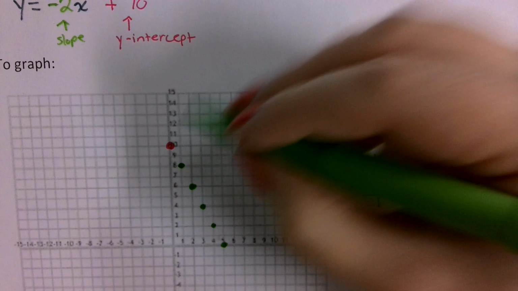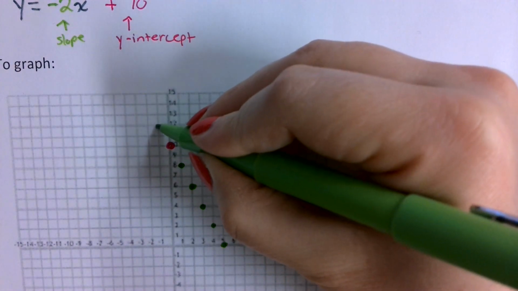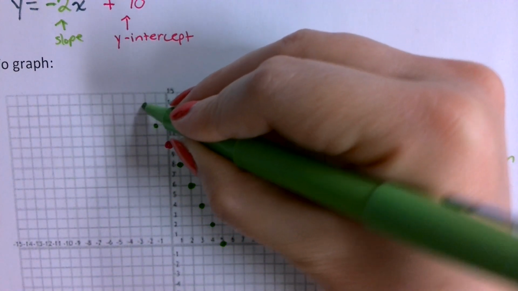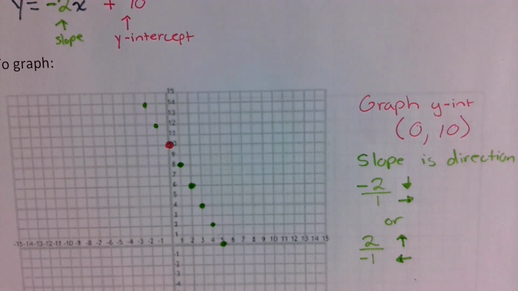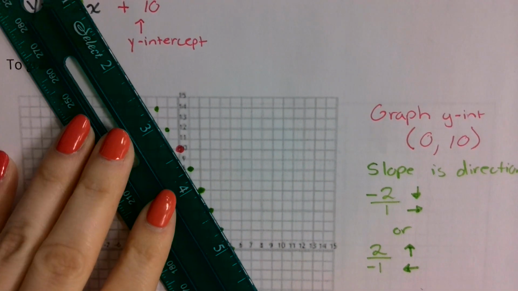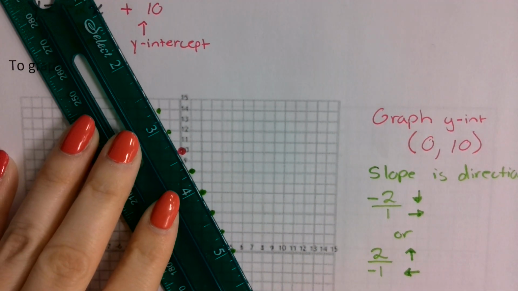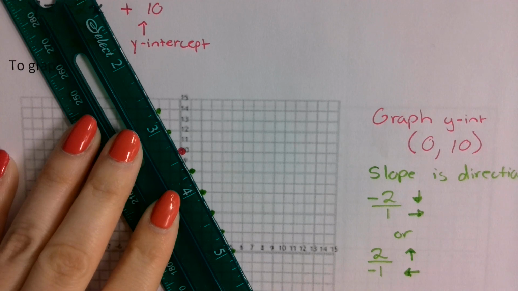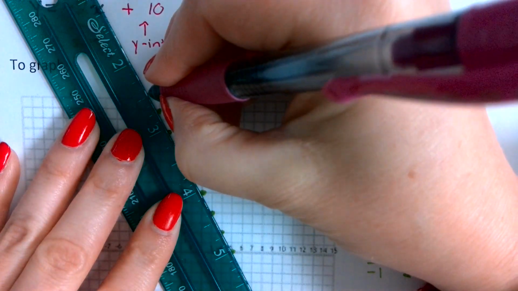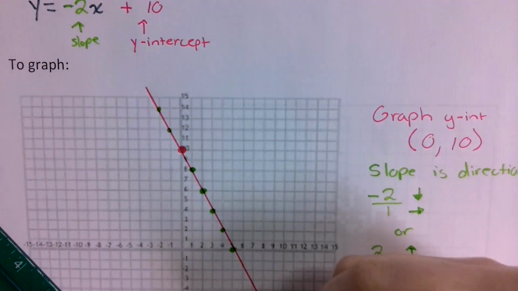Then you're going to do the opposite. You're going to go up 2 to the left 1, up 2 to the left 1. After that, you have the ability to connect them and create your line. Remember, when we connect it, we always want to use a straight edge. You don't want to try to freehand it. But there's our graph.